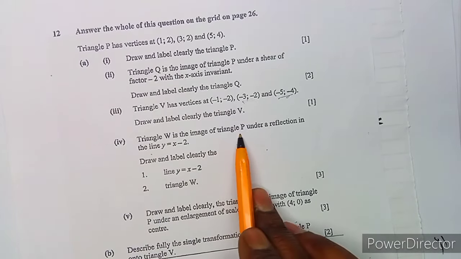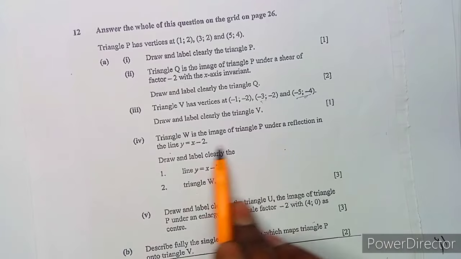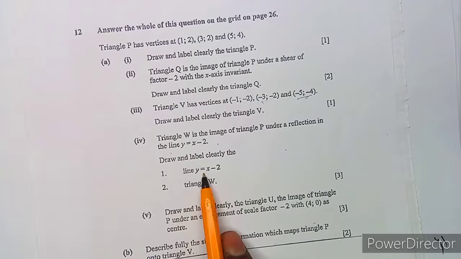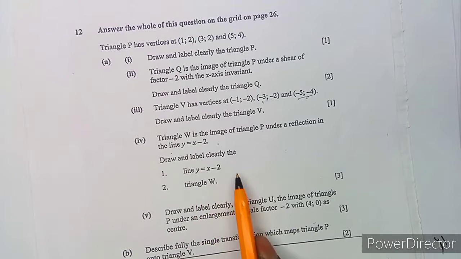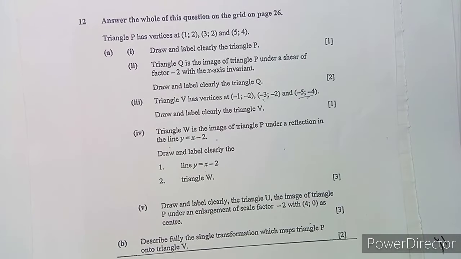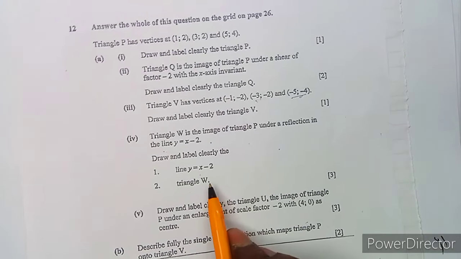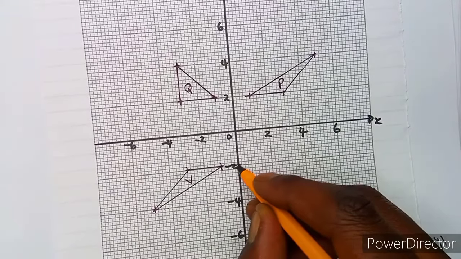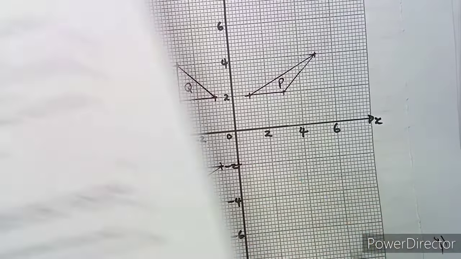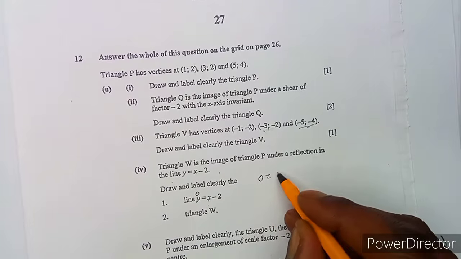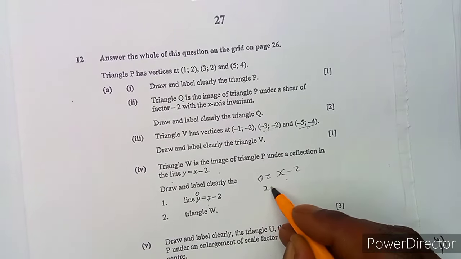Triangle W is the image of triangle P under a reflection in the line y is equal to x minus 2. Draw and label the line y is equal to x minus 2. So which means you're going to apply double intercept, or you can even use table values, guys, or just ask yourself, when x is equal to 0, what is the value of y? When x is equal to 0, y is minus 2. So you mark a point at minus 2. When y is equal to 0, what is the value of x? When y is equal to 0, x minus 2, x is equal to 2.